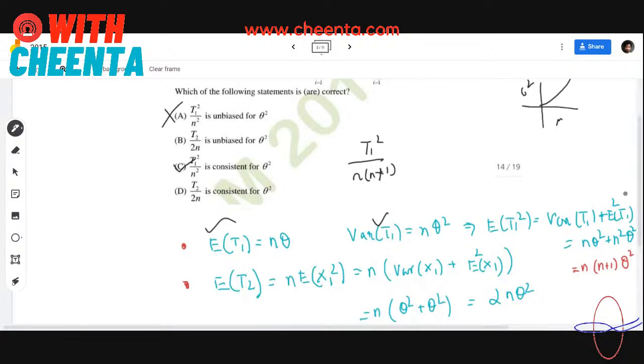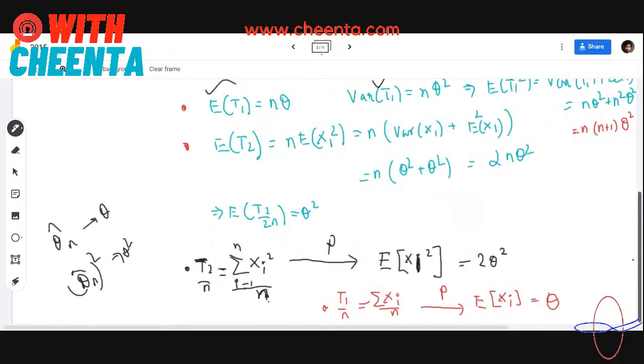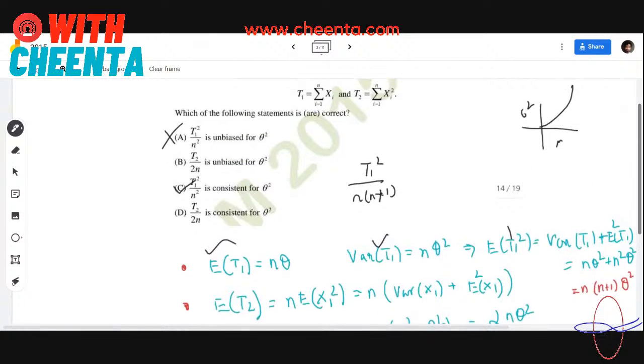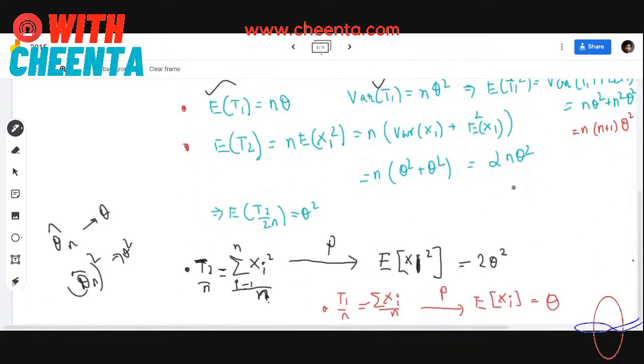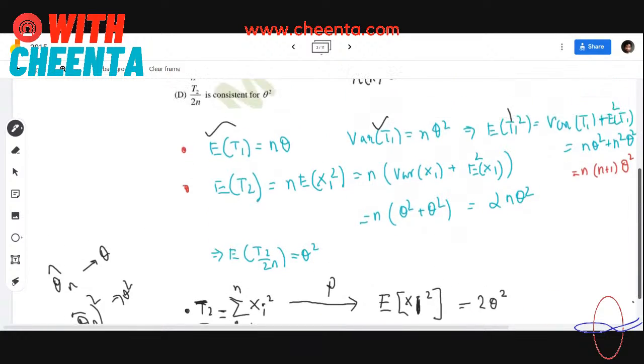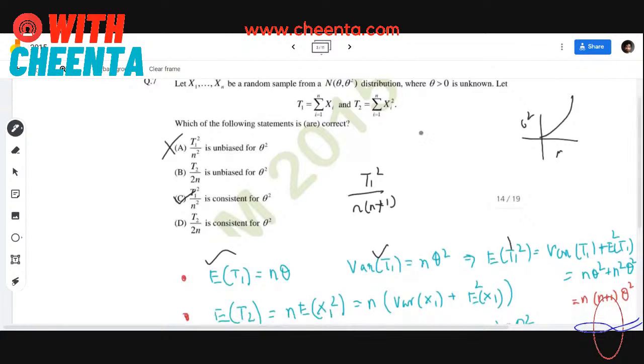You can also think in this manner: if you divide by n square, n square plus n over n square, n into n plus 1 is essentially the same in the infinite way. So even its expectation converges towards theta square in the long run. You can think in that manner, or do it directly in this aspect, and the proof is essentially the same. Anyways, let's not go too deep into that.